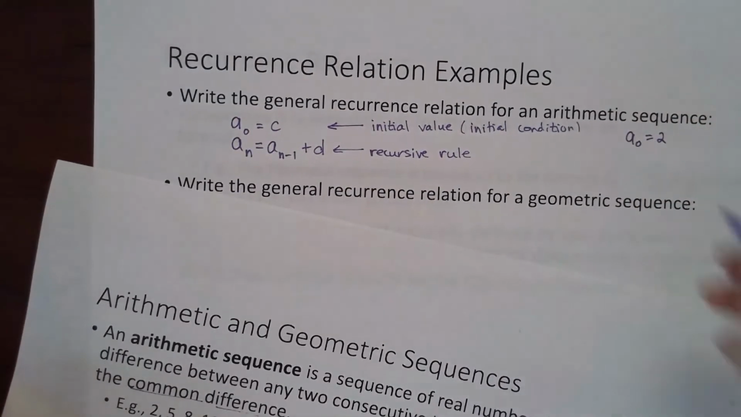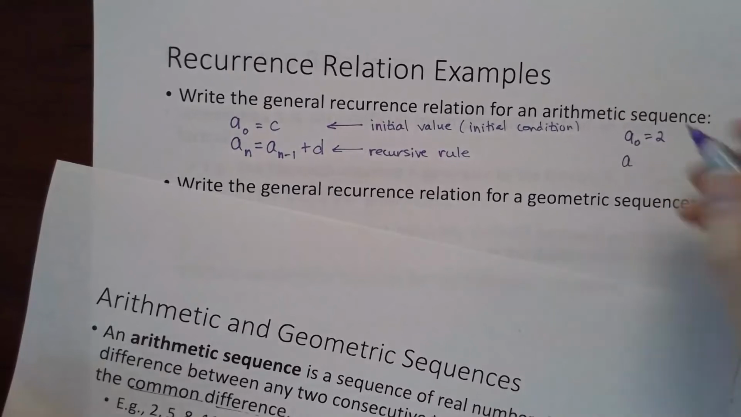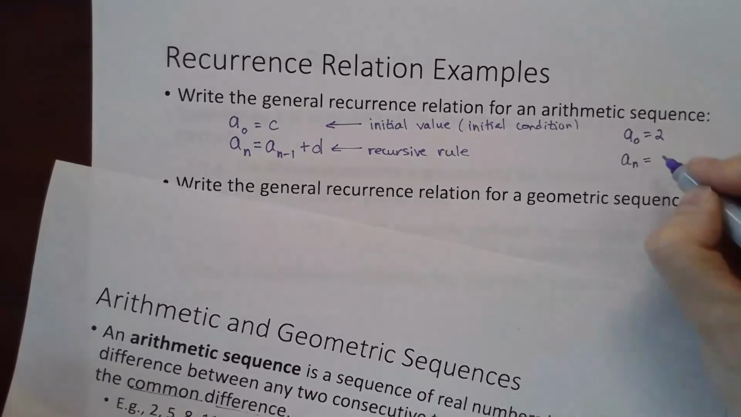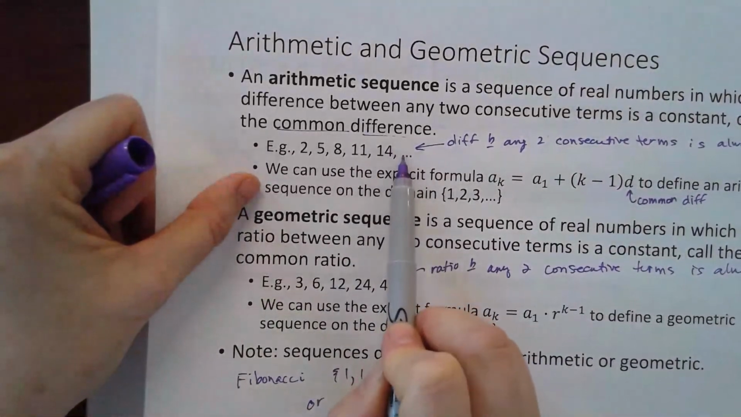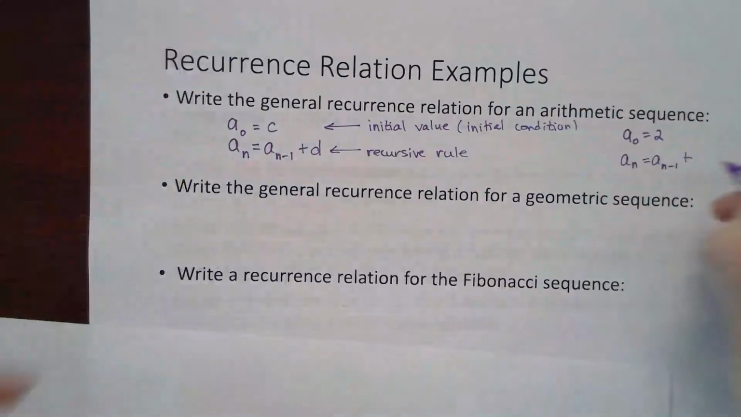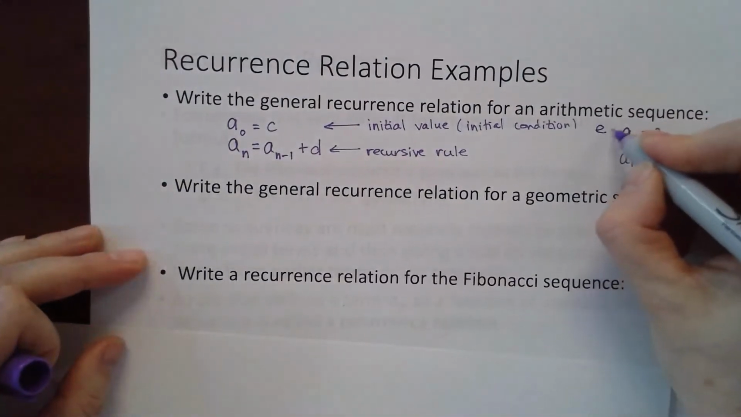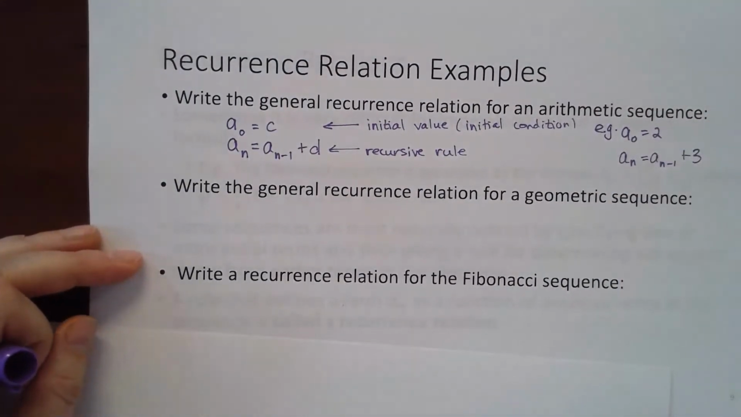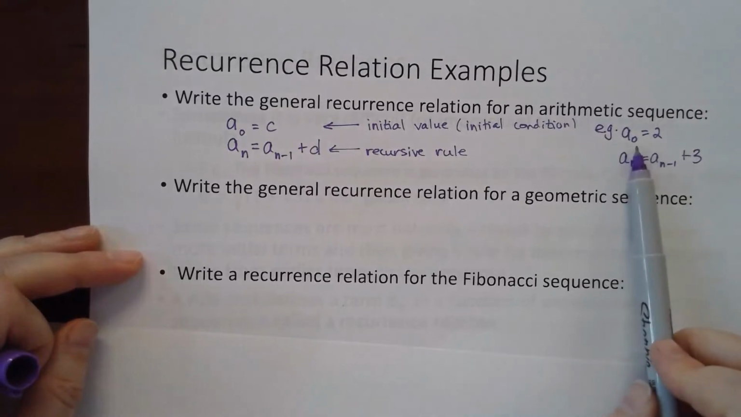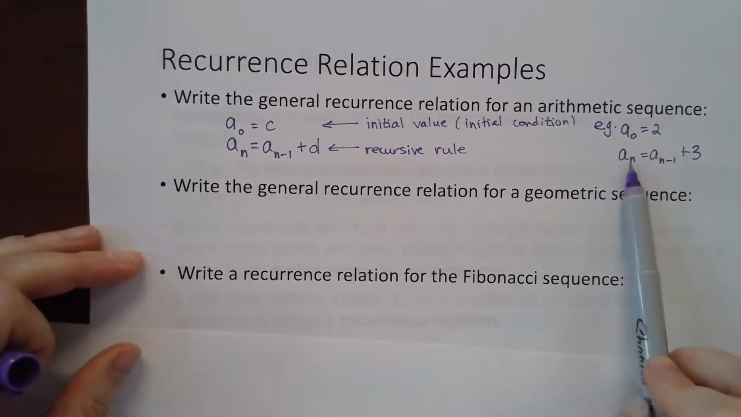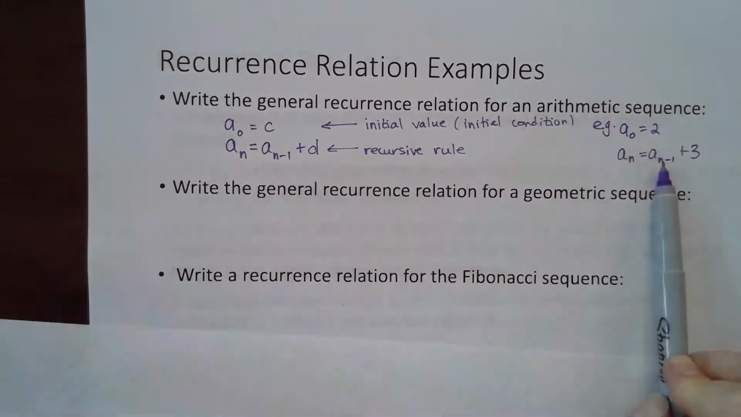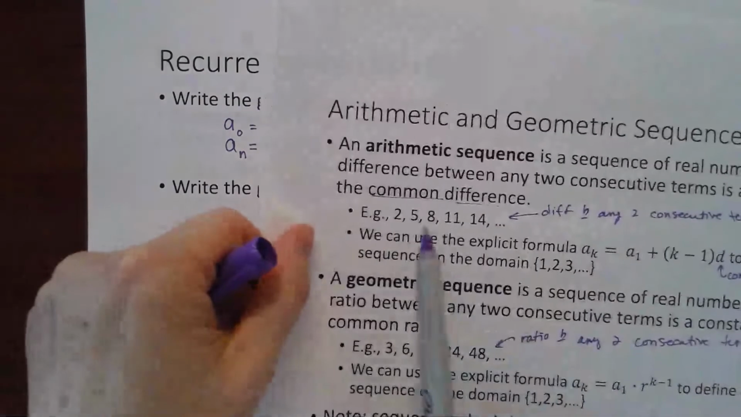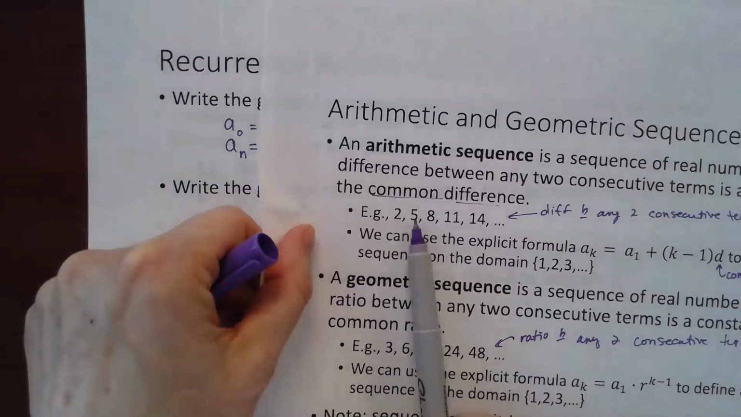And then if I want to get to any other number, I'm just going to take the one before it, and if I want to get to the next one, I have to add 3 in this particular instance. So this is an example of ours. Notice, if I want to find a sub 1, a sub 1 is a sub 0, which is 2, plus 3, which is 5. Sure enough, that's the next number in the sequence.